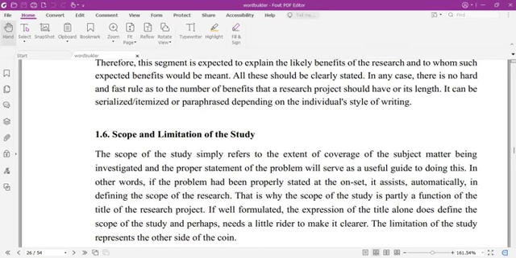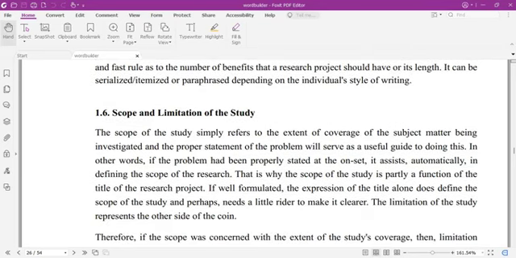Okay, let's go to scope and limitation of the study. You have a scope, you have limitation. The scope of the study simply refers to the extent of coverage of the subject matter being investigated, and the proper statement of the problem will serve as a useful guide to doing this. The scope is the extent of coverage, the extent you intend to cover, how wide what you're working on is.